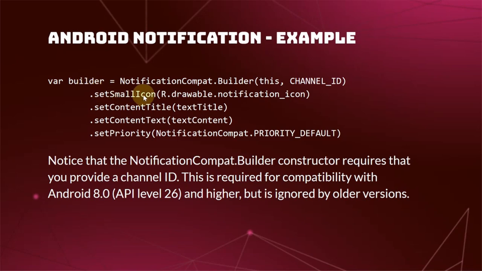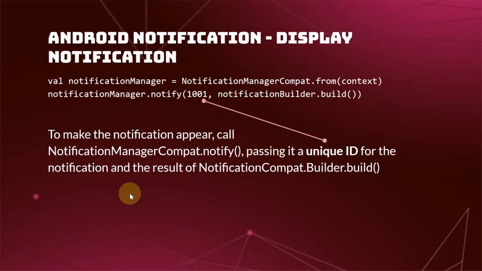And we set the small icon. Remember, this one is your icon. You can add your own icon using the vector asset in the drawable. And we set the title text, a small content text, and the priority of the notification.